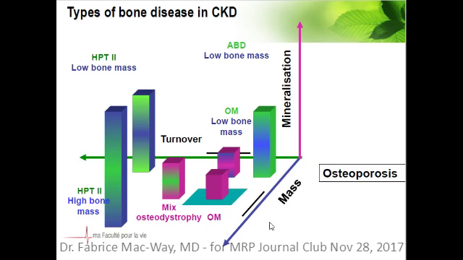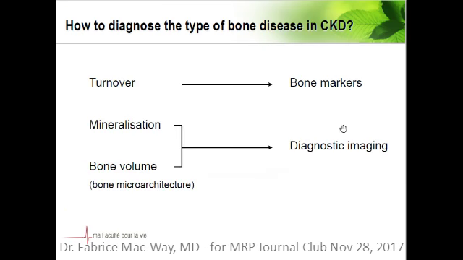So how do we diagnose the type of bone disease? For the bone turnover, what we use is bone markers. We use bone markers in our daily practice. And for mineralization and bone volume, we use diagnostic imaging. So what do we use? We use PTH and alkaline phosphatase. And I do think you use the same thing here. Do you have bone alkaline phosphatase here? Yes? Okay. Bone alkaline phosphatase is more specific to the bone, so it's not every center that has the possibility to use it.